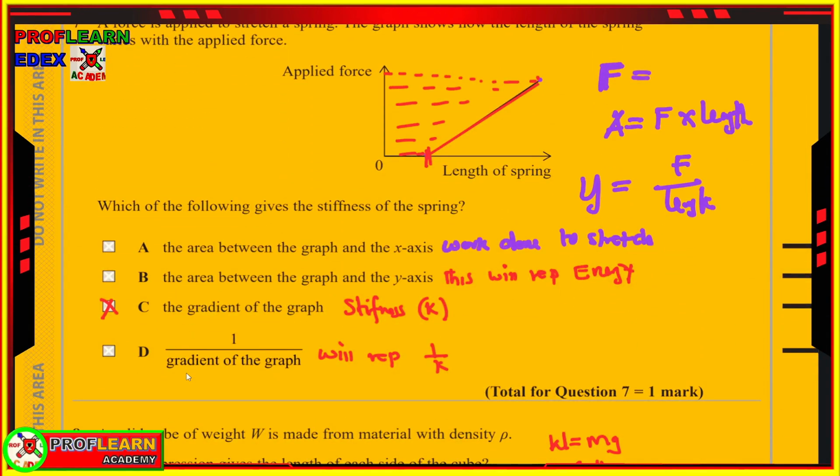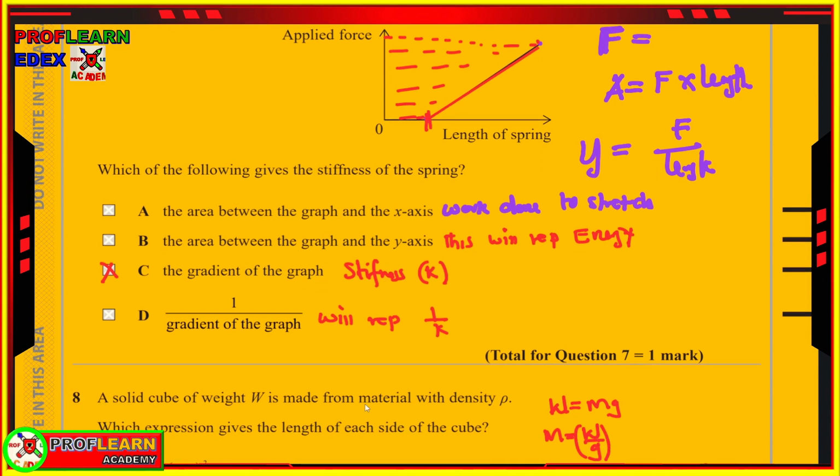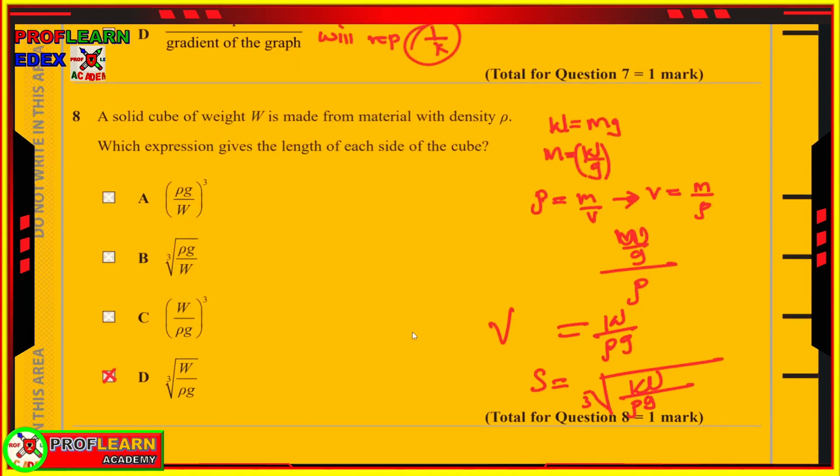The gradient of the graph represents stiffness, and you can see this one represents 1 over k. So C is the correct answer for that.